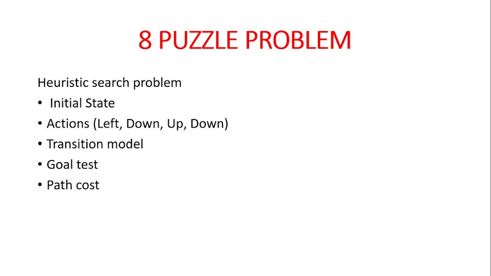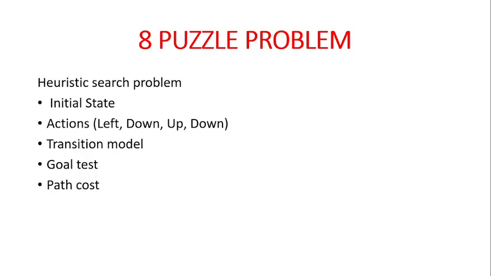Usually in a heuristic search problem, we have 5 different steps to follow. The first one is the initial state. Always the initial state should be there, and the next one is the actions we can follow to achieve the final goal. That is the second step. The third one is the transition model. Transition model means the different approaches we are making to achieve the goal. And the final ones are the goal test and the path cost.